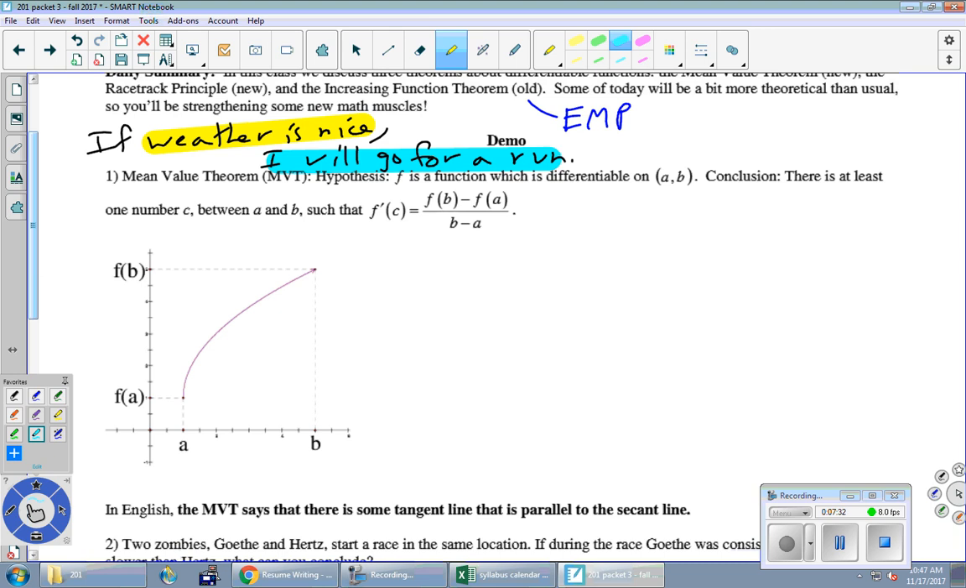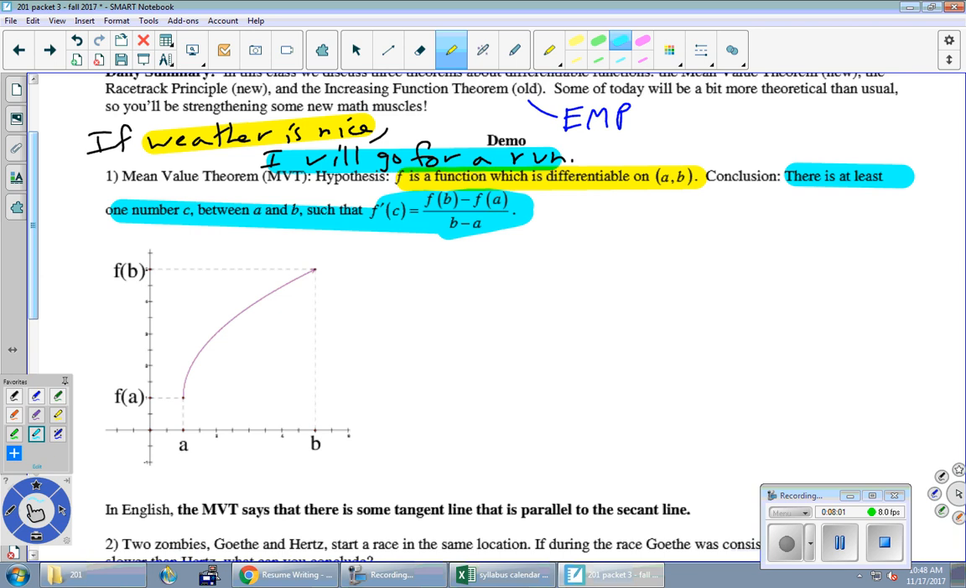Okay, so let's take a look at the mean value theorem. The hypothesis, which is highlighted up there in yellow: f is a function which is differentiable on an open interval (a, b). That just means it has a derivative for every point in this interval, for every x value between those two numbers. The conclusion: there is at least one number c between a and b such that f prime of c is equal to f of b minus f of a over b minus a.